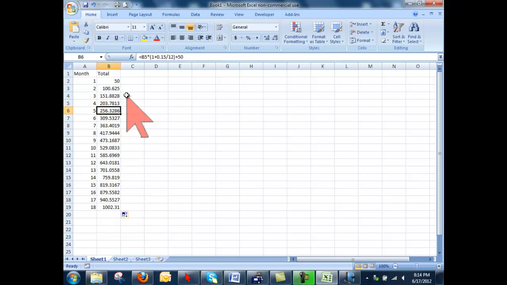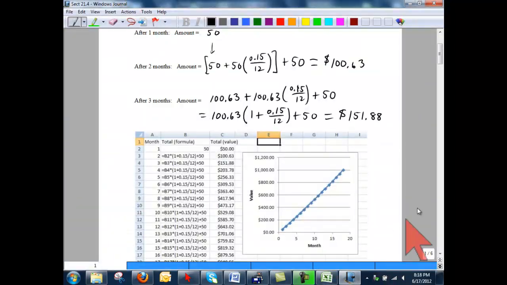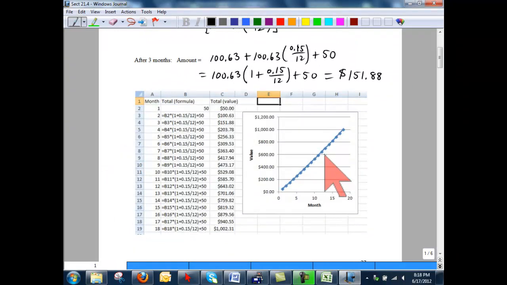And now I can just read off the amounts. So here is the $151.88 after the third month, and to answer the other question, after 18 months there would be $1,002.31. Okay, that showed how to do the calculation using Excel. You can add a graph if you want, and I'll ask you to do this in a later project to go ahead and graph the amount and see it growing visually as well.